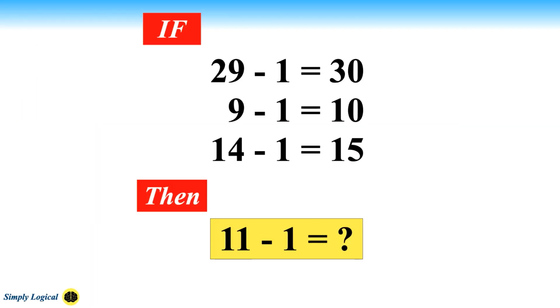If 29 minus 1 equals 30, 9 minus 1 equals 10, 14 minus 1 equals 15, based on this logic, can you find the value of 11 minus 1?